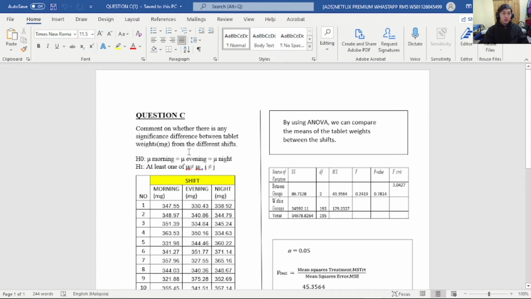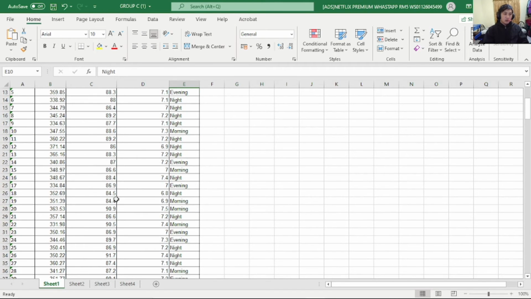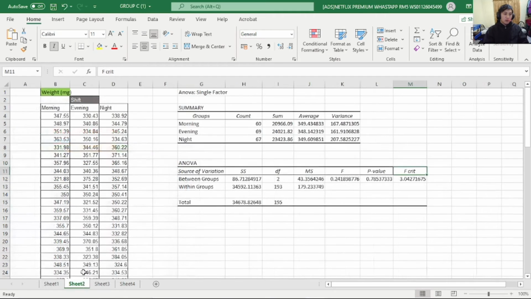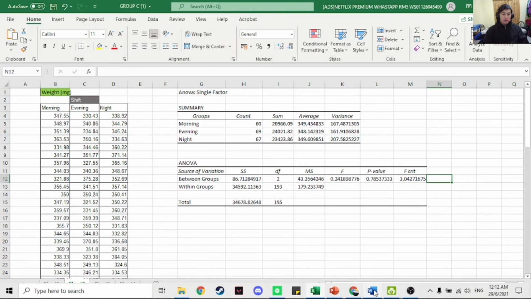For part C, we are required to comment on whether there is any significant difference between tablet weights from the different shifts. First of all, based on the data given, we have 200 sets of data of weights, relative density, and tensile strength. Based on the data, we will sort them according to the shift, which are morning, evening, and night. After we have sorted the data, we will do the one-way ANOVA analysis using Excel, and we will get the values here. Based on the values, we will comment on whether there is any significant difference between the shifts.